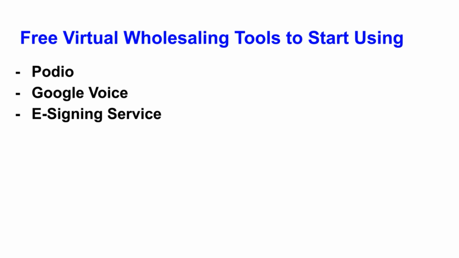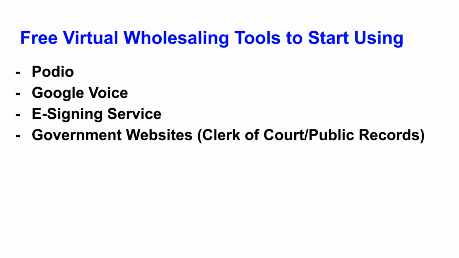Next here is having an e-signing service or an e-signature service. Now, there are some good paid ones, right? Like Dotloop and DocuSign. But if you want a free one, PandaDoc is free and Adobe's e-signature service is really good too. I mean, any of the free ones work too, but you're just going to have at least that to get the contract signed.